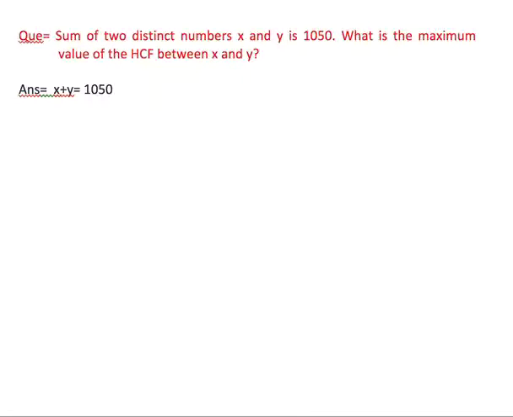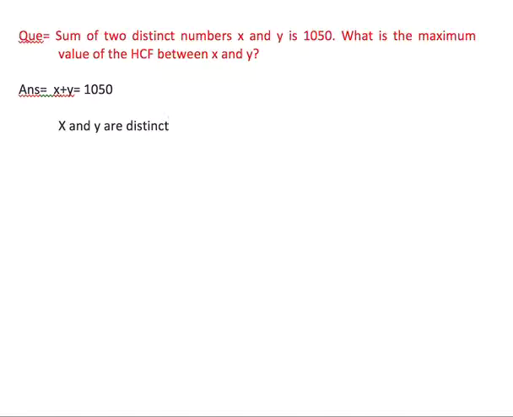Another point here to understand is that x and y are distinct. Now when we say x and y are distinct, it actually means that if x is 1, y has to be something different. It cannot be 1.